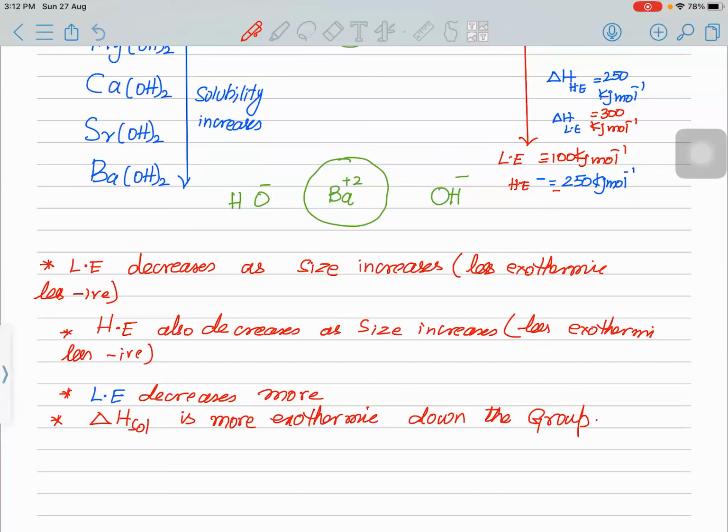Let me repeat once more, then we move on to the past paper. As we go down group 2, either you have hydroxide or sulfate. Hydroxide has the tendency to make hydrogen bonding with water, not sulfate. Because of the hydrogen bonding, hydration energy is greater down the group. The tendency to form hydrogen bonding increases down the group. That's why group 2 hydroxides are more soluble down the group and sulfates are not soluble down the group.